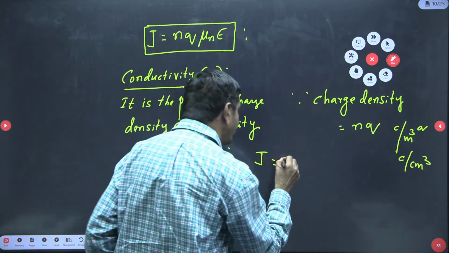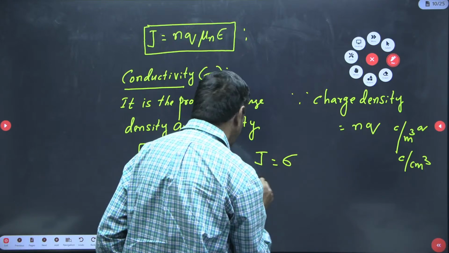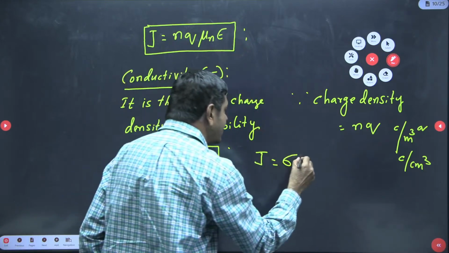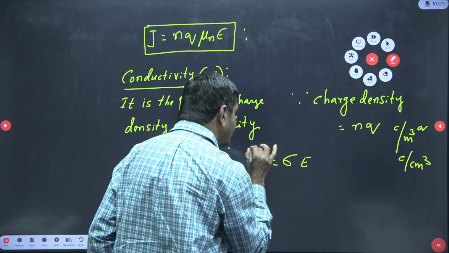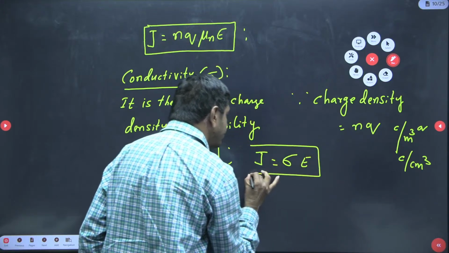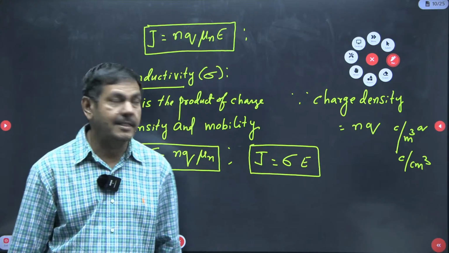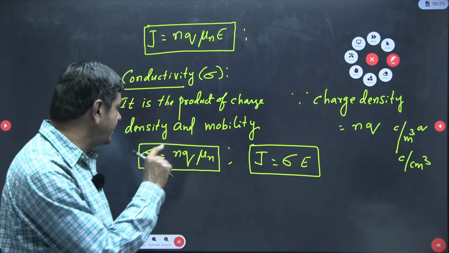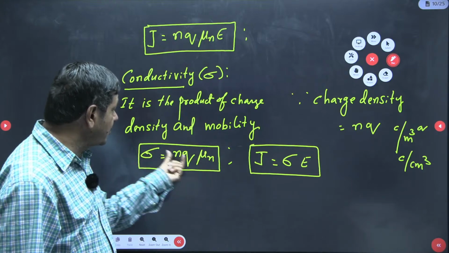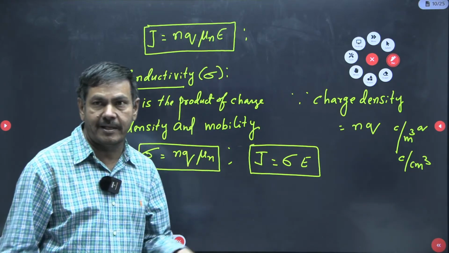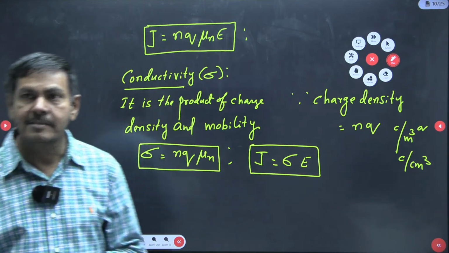I can write one more formula: conductivity into electric field intensity. This formula is also allowed for current density. Conductivity into electric field intensity is said to be current density. Conductivity is nothing but the charge density into mobility. Understand my point now? Followed or not?